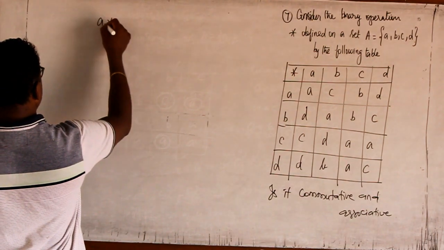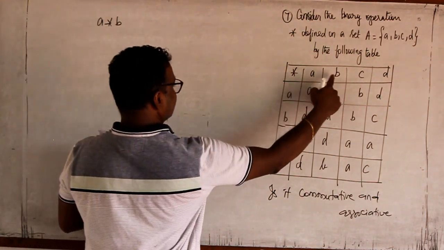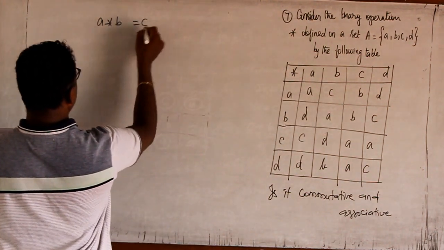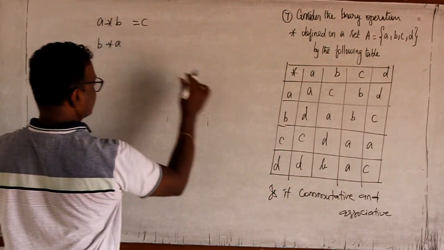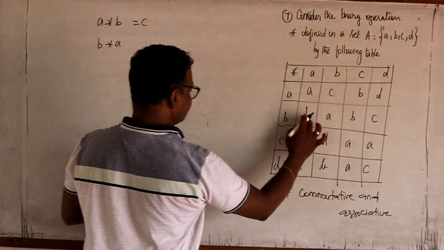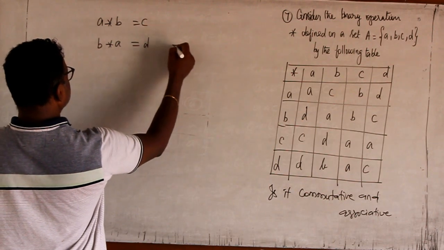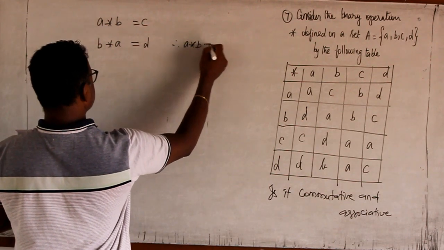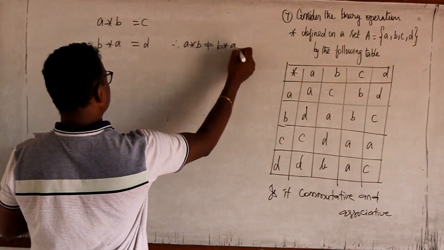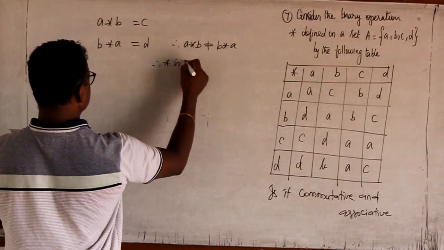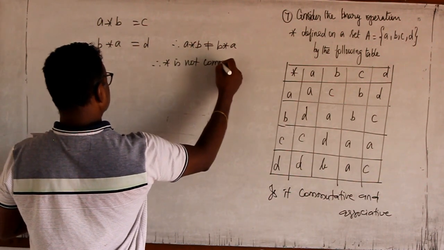Just find A star B. A star B is C. Then what is B star A? B star A is D. Therefore, A star B is not equal to B star A. Therefore, star is not commutative.